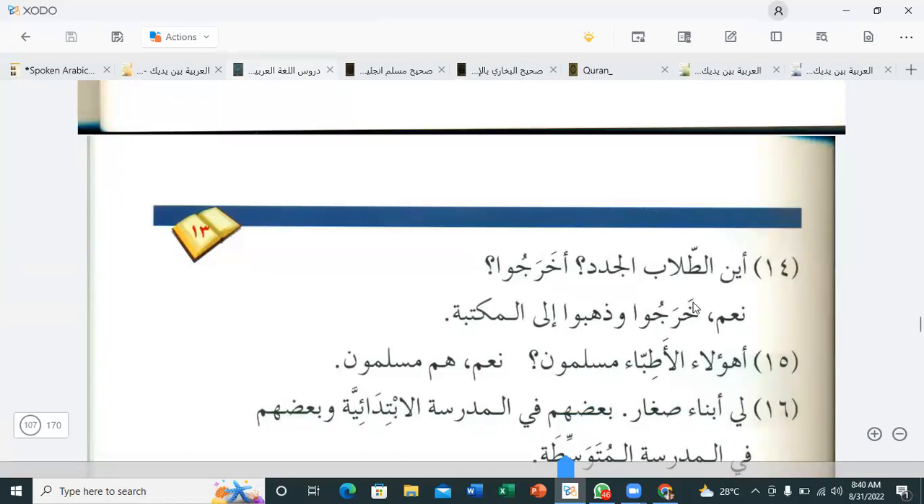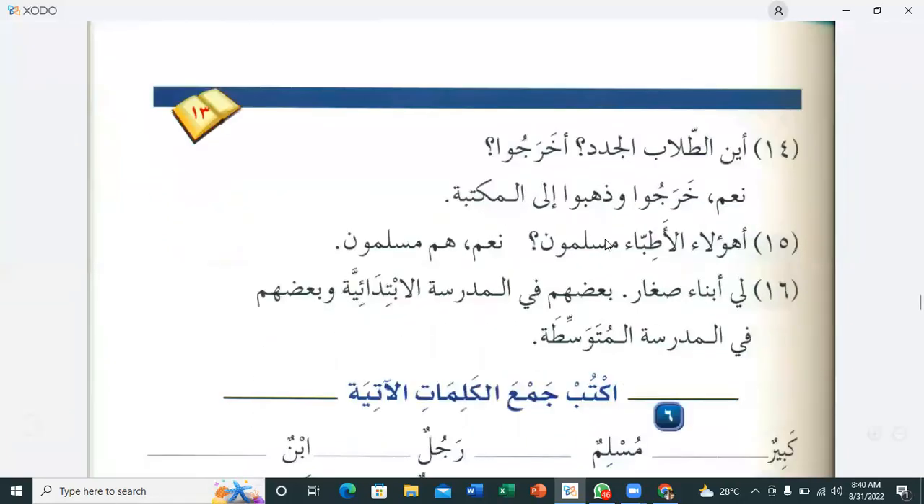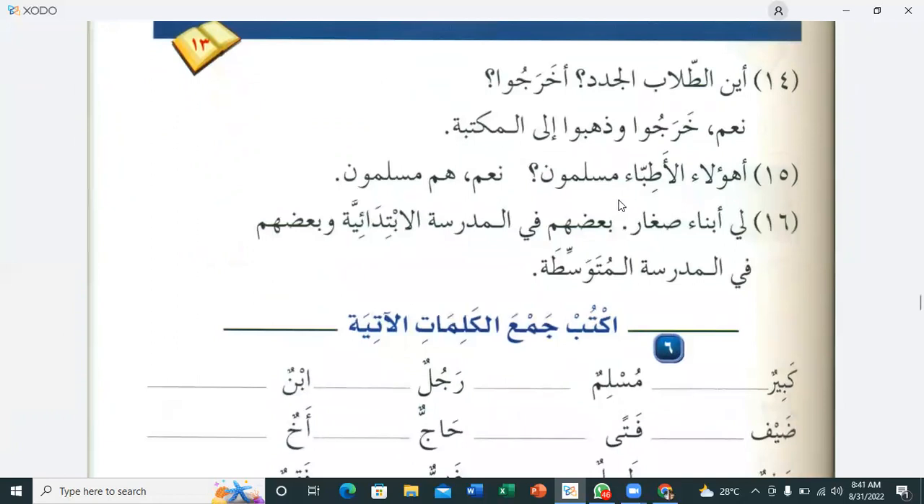أين الطلاب الجدد؟ Where are the new students? أخرجوا؟ Did they leave? نعم خرجوا وذهبوا إلى المكتبة. Yes, they left and went to the library. أهؤلاء الأطباء مسلمون؟ أطباء is the plural of طبيب, meaning doctors. Are these doctors Muslims? نعم هم مسلمون. Yes, they are Muslims.